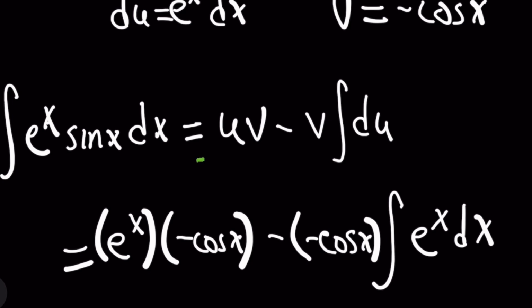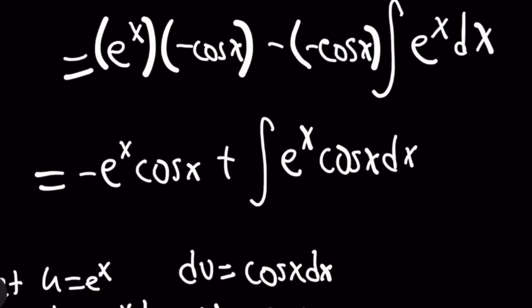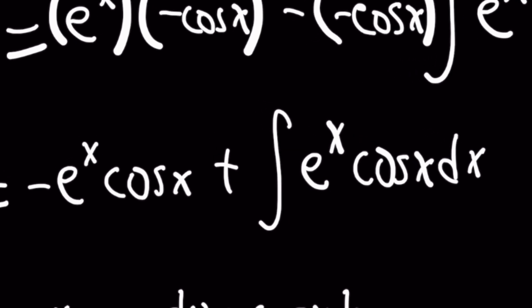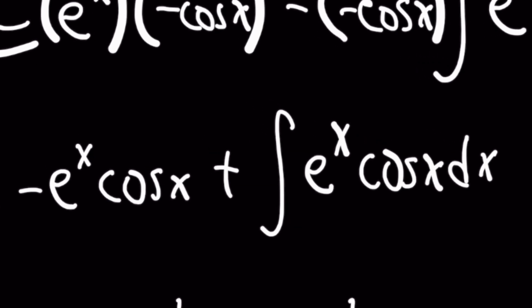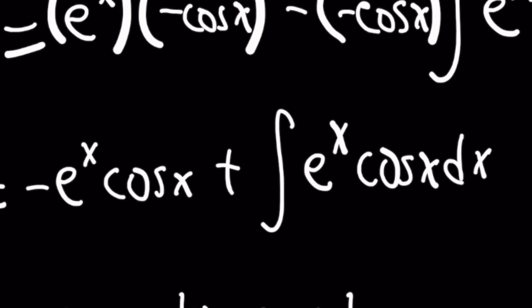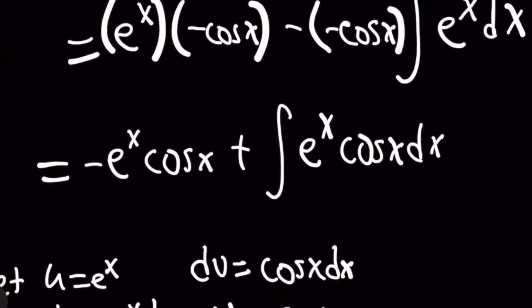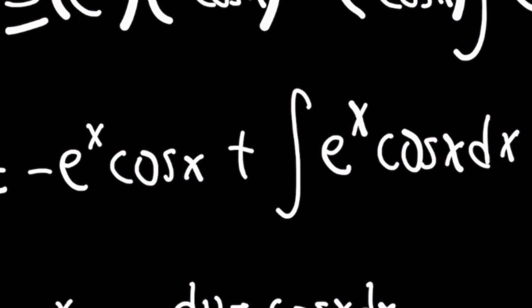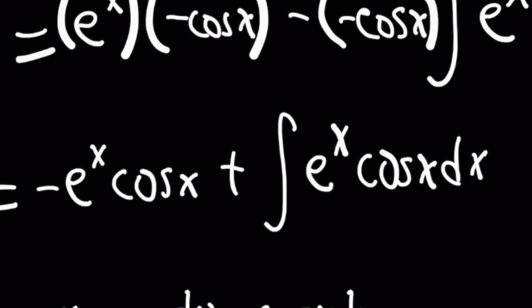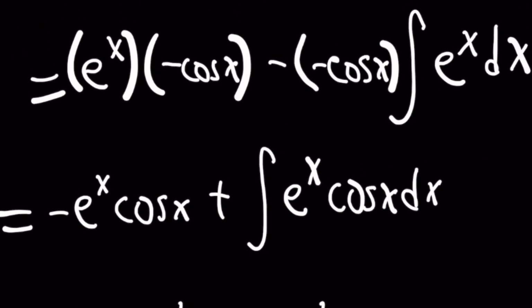For this uv term, that's going to leave me with e to the x times negative cosine of x minus, for v in parentheses, negative cosine of x times the integral of e to the x dx, which is my du. When you simplify everything, you'll be left with negative e to the x cosine of x plus the integral of e to the x cosine of x dx. You might be wondering, well, this is no better than where we started, because we started with the integral of e to the x sine of x dx, and this one doesn't seem any easier. I have to agree with you. But the trick here is that sometimes, instead of giving up or thinking we're not making progress, the best bet might be to just keep going.